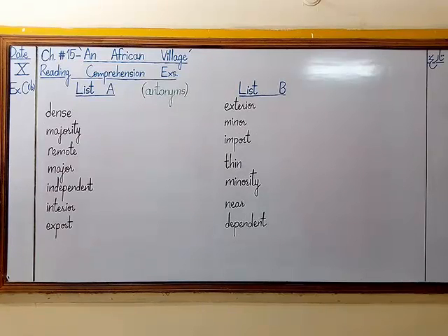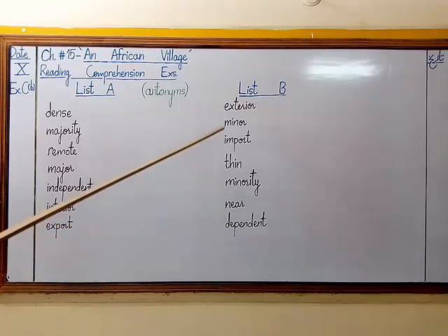Exercise C, part B. Two lists are given here, list A and list B, and here you have to match the antonyms. In the last exercise we did synonyms, we matched synonyms from list A to list B, and in this exercise we will match antonyms from list A to list B. There are 7 words given: dense, majority, remote, major, independent, interior and export.